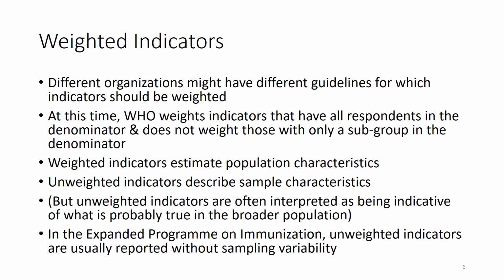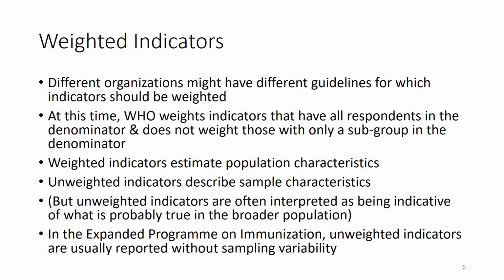So for instance, dropout has a subset in the denominator. I think we talked about it in the last video. In the denominator, we only have kids who receive the early dose. If they didn't receive the early dose, they're not in the indicator. And so that's going to be an unweighted indicator. Weighted indicators are estimating population characteristics, and unweighted indicators we use to describe sample characteristics. So we restrict our conclusions to what we saw in the sample, but of course it's very common for people to look at unweighted indicators and to interpret that as being likely indicative of what's true in the broader population.